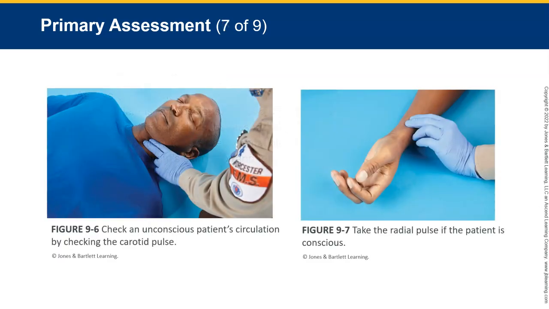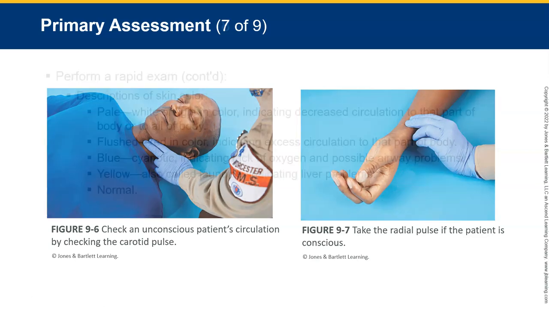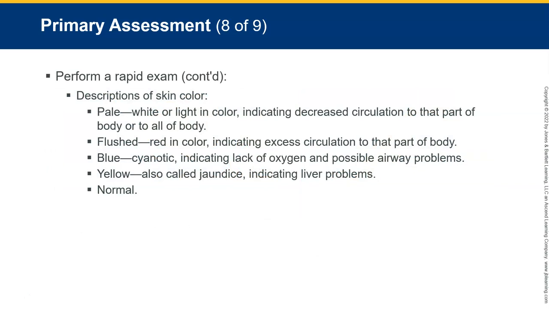Now here's what we see. This gentleman was unconscious, so he's checking his pulse. He found his larynx, then he scooted over a little bit and found that notch, and then the radial pulse also. And we're going to move on and perform that rapid exam.